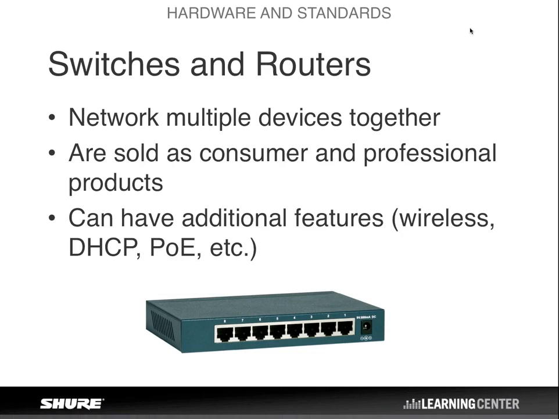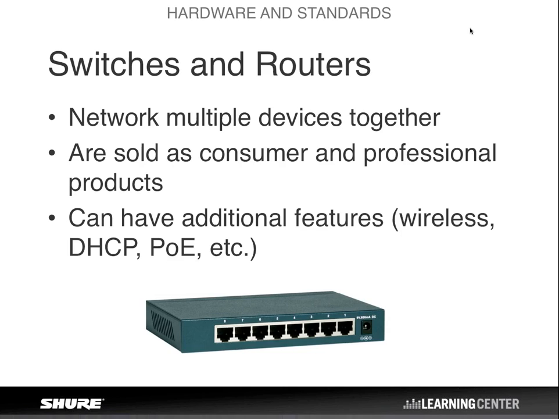Switches and routers. This is a topic I'm sure most of us have heard the terms before. At the highest level, a switch or a router are both examples of devices that enable you to network multiple network devices together. You connect a lot of devices through a switch or a router. And a point to make is that switches and routers are both sold as consumer and professional products. You can spend $20 on a cheap router and $2,500 on a really nice router.